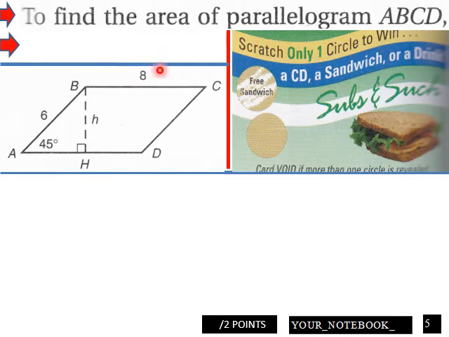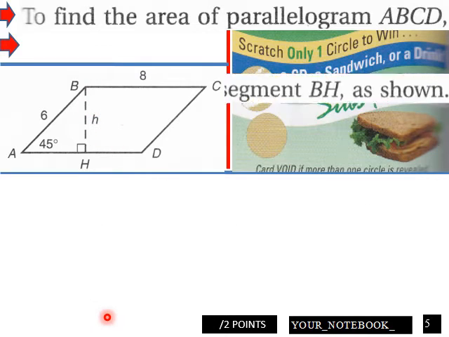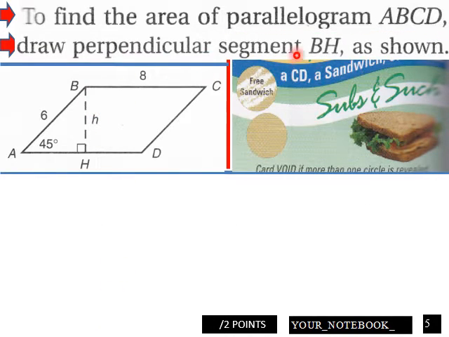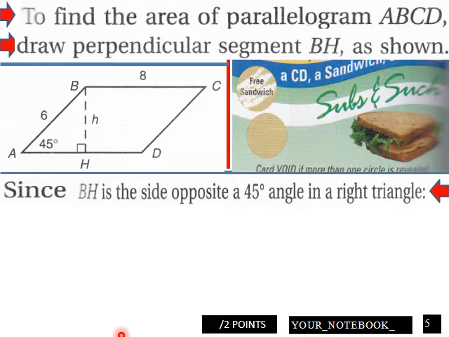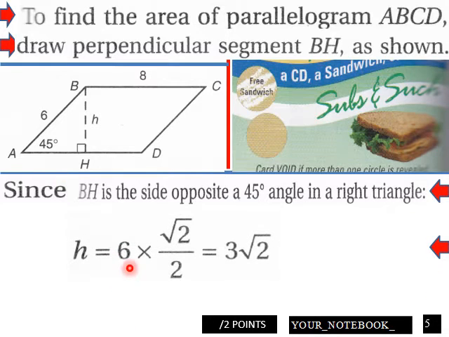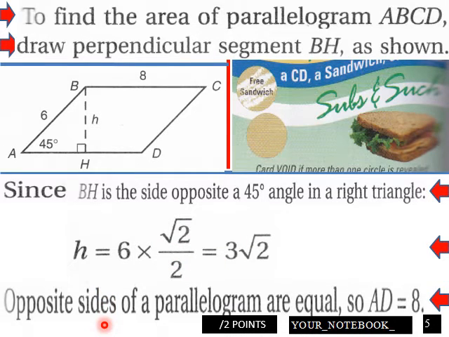To find the area of a parallelogram ABCD, draw a perpendicular segment BH as shown here. So they go from this vertex down to the base. Since BH is the side opposite the 45 degree angle in a right triangle, BH would equal 6 times square root of 2 over 2, which equals 3 times square root of 2. Opposite sides of a parallelogram are equal, so AD would equal 8.